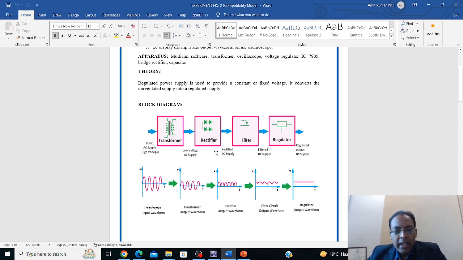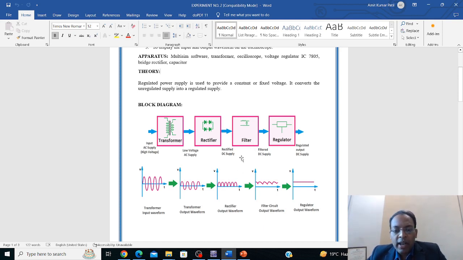The purpose of using a rectifier is to convert the AC into a pulsating DC. Here we can see the output of the rectifier. The input of the rectifier is AC, but the output is pulsating DC, meaning the negative part of the waveform will be removed. Some pulses will be obtained in the DC, that's why it is shown as pulsating DC. Then it will be passed to a filter.